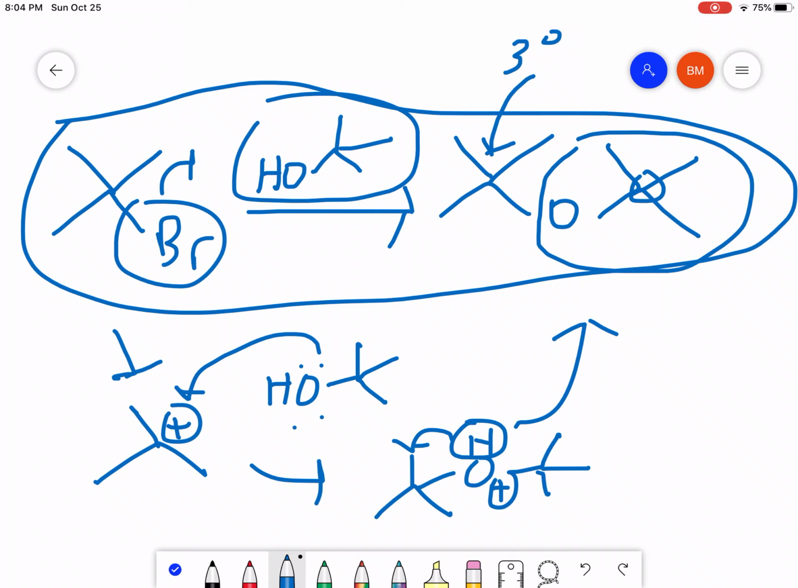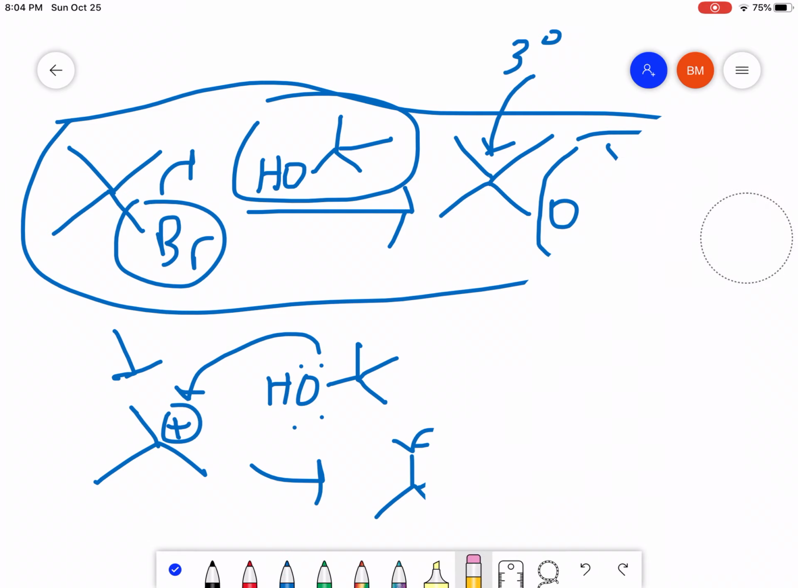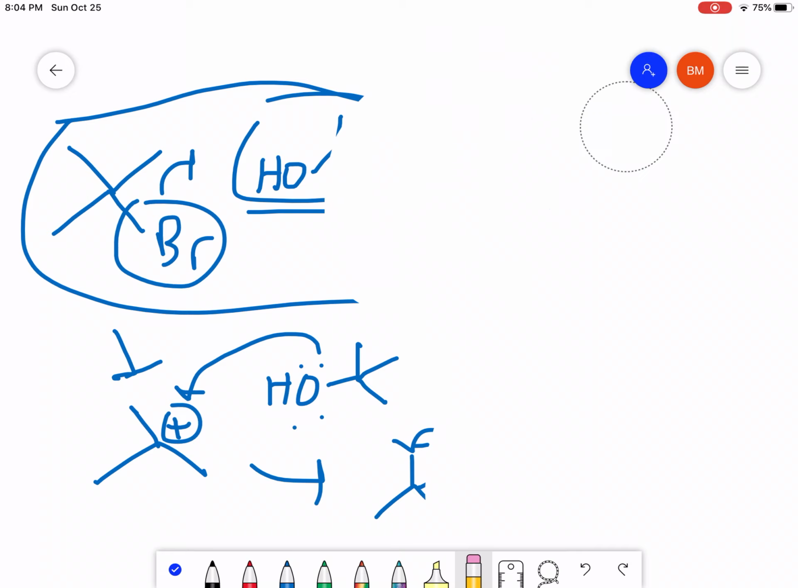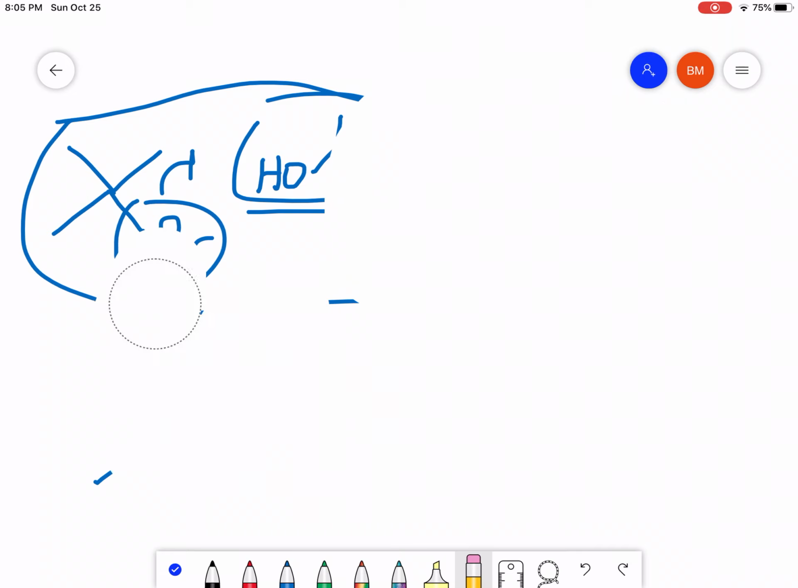By the way, the mechanism is not necessary when I say outline a synthesis. You don't have to write the mechanism unless I specifically ask for it. But I just wanted to put it in there so you could see. All right. So what's interesting about these syntheses is that sometimes you have to do an SN2 reaction. Sometimes you have to do an SN1. Other times you might be okay either way.